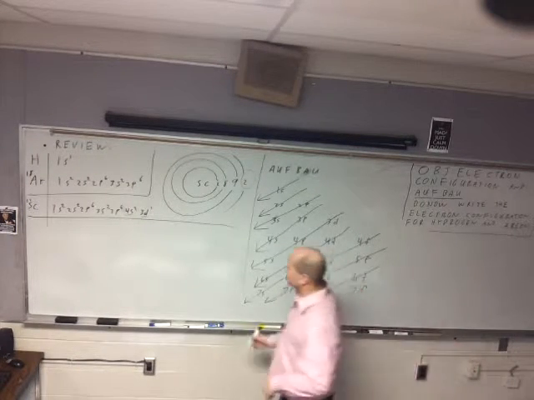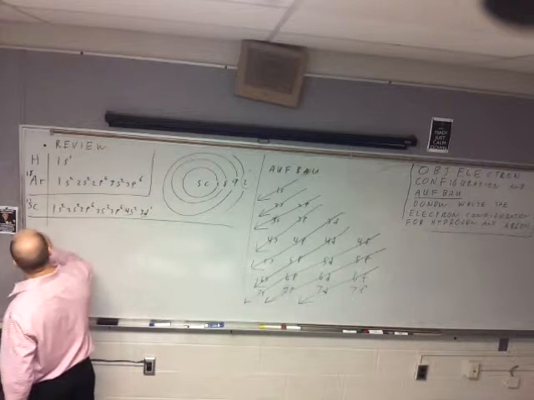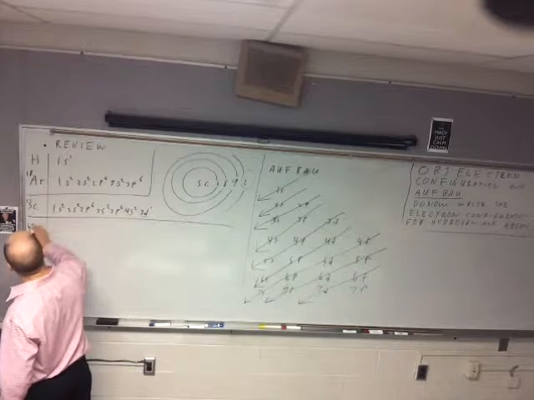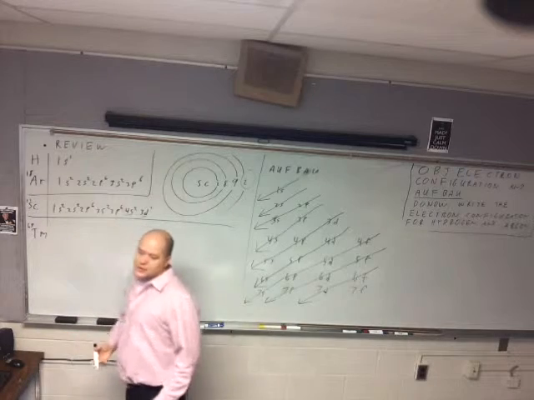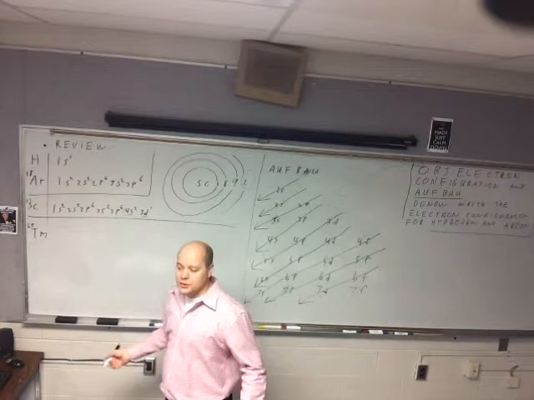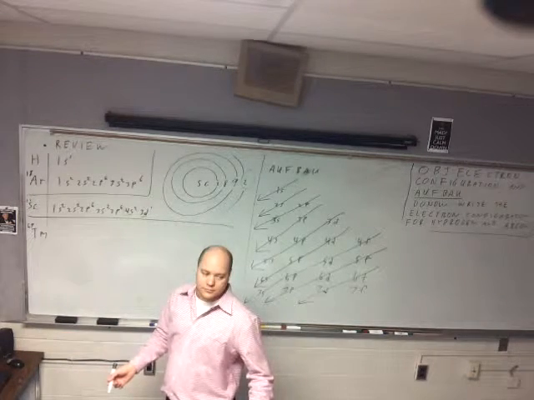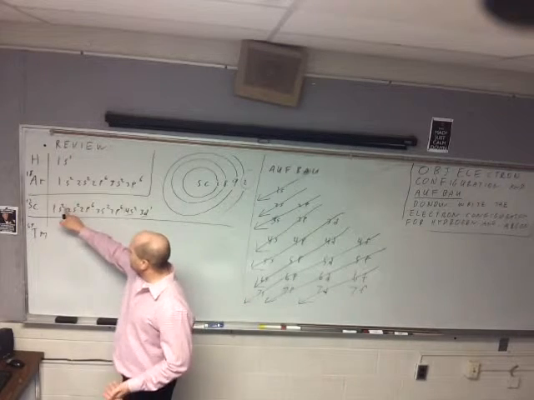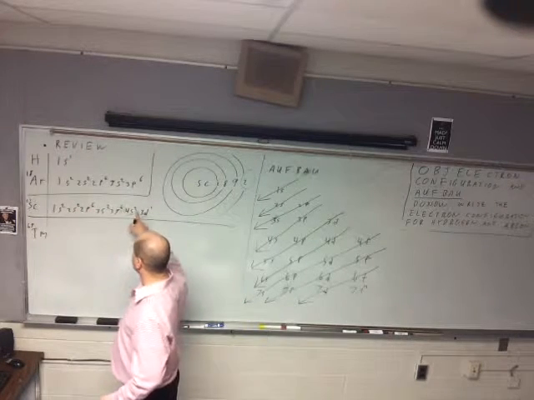Thulium? Okay. Sounds good. Tm, number 69. So we're going to start writing the electron configuration. How many electrons is it going to have? 69. So we're going to keep adding until all these numbers here add up to 69.